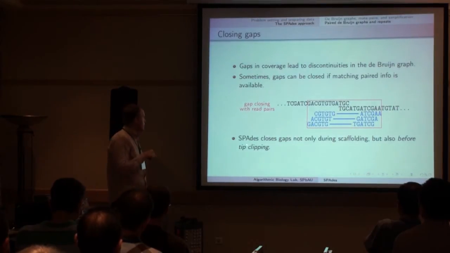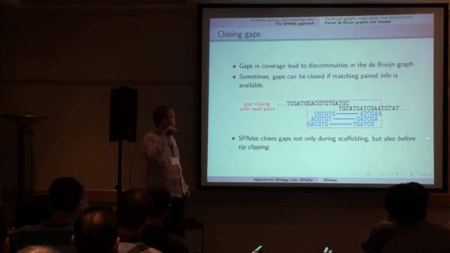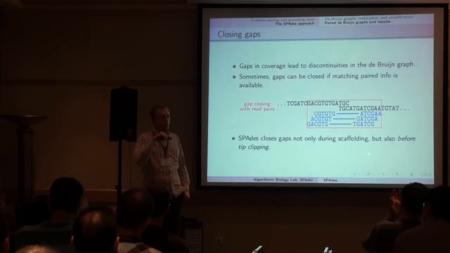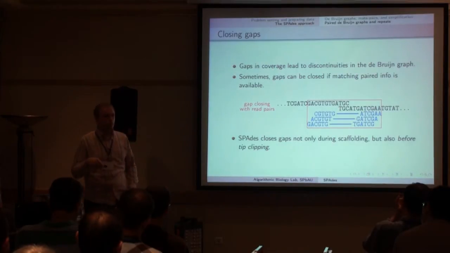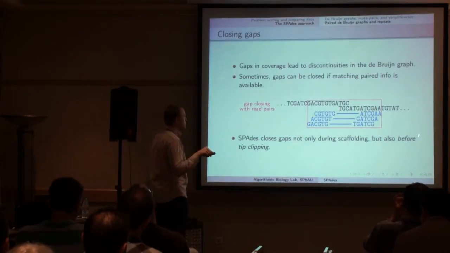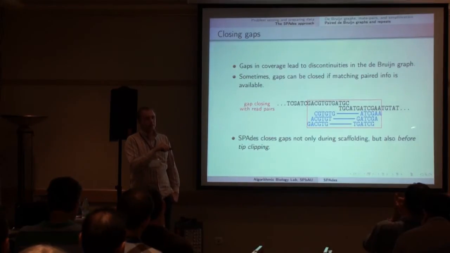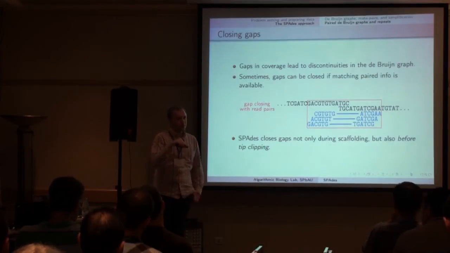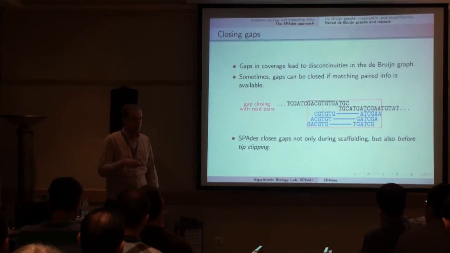Now, in SPAdes, in single-cell assembly, we use this idea also for identifying erroneous tips. In regular multi-cell assembly, you can clip the tips based on coverage. In single-cell, we clip the tips based not only on coverage and graph structure, but also on whether we can close the corresponding gaps in the graph. And so our gap closer actually runs before tip clipping. And many of the tips turn out to be actual discontinuities in the graph.